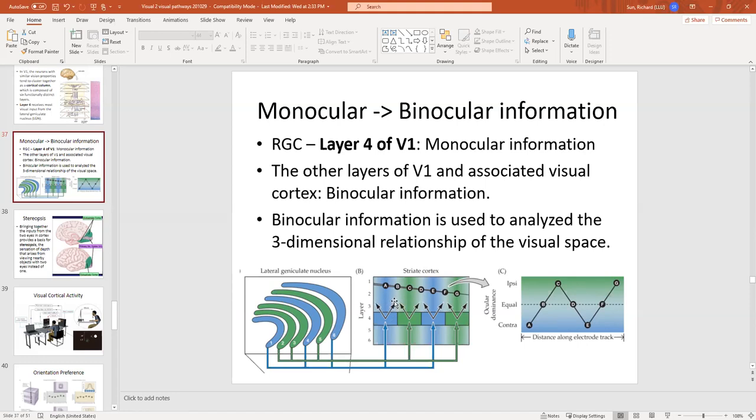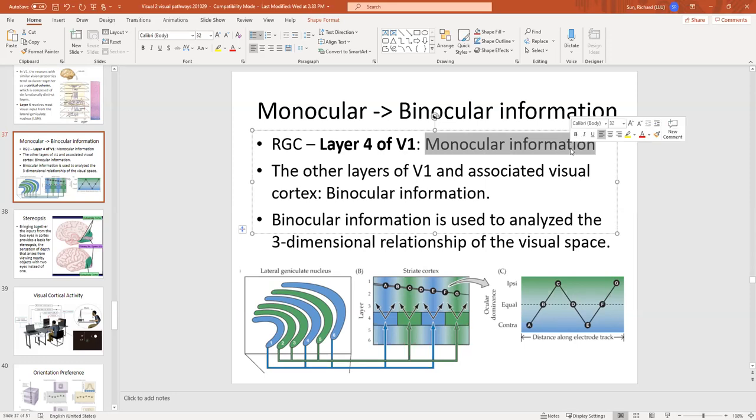And then we will gradually gather the information from both eyes. So we will gradually get the binocular information process. This monocular to binocular information transition from the RGC to LGN to layer 4, all this from the eye to the layer 4 of the V1 remains monocular information. And from layer 4 of the V1 to other layers and associated visual cortex, this processes the binocular information. And binocular information is very important to process the depth of a signal, to get the idea about the three-dimensional information relationship of the visual space.